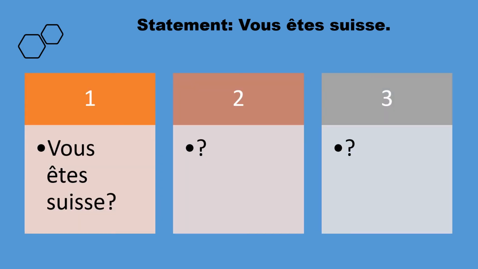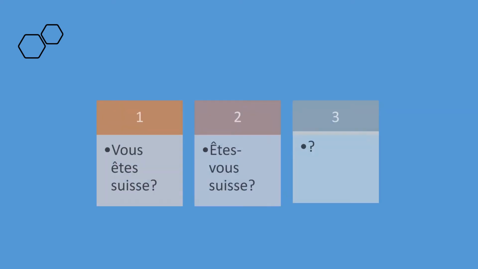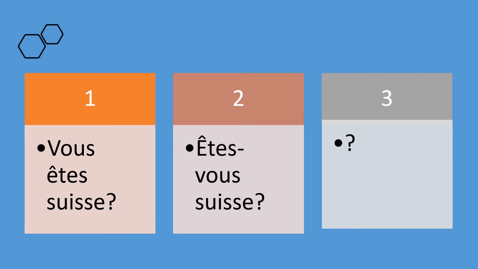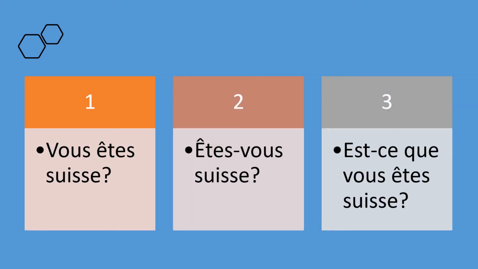So, number 1, vous êtes Suisse. Number 2, êtes-vous suisse? Number 3, est-ce que vous êtes suisse? Did you get that?